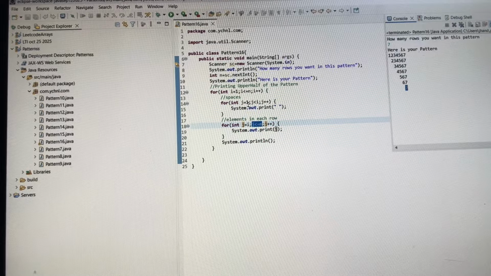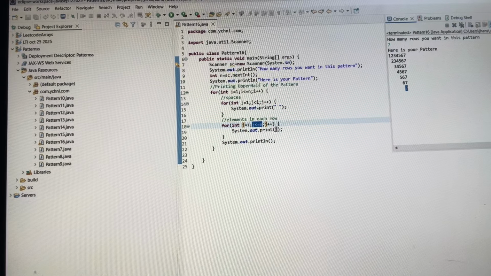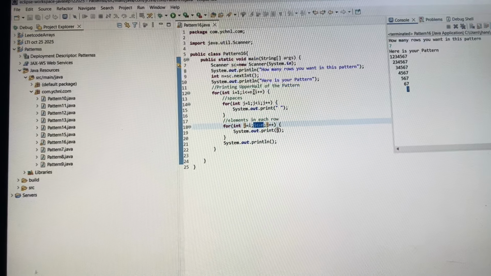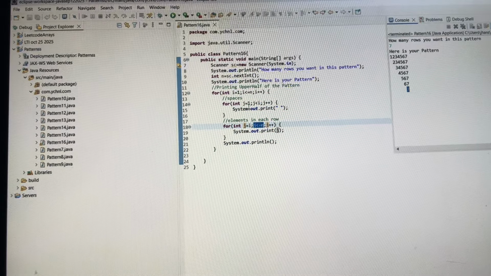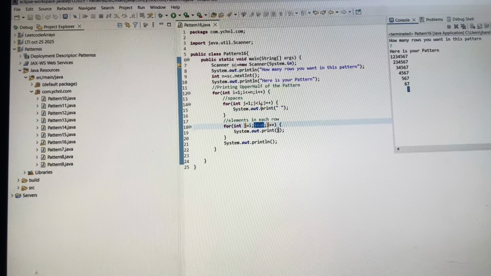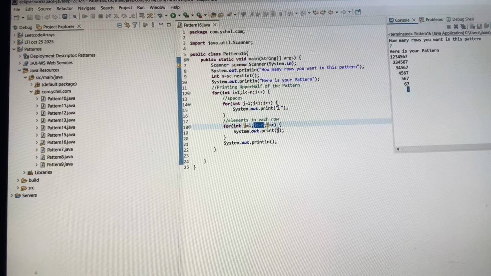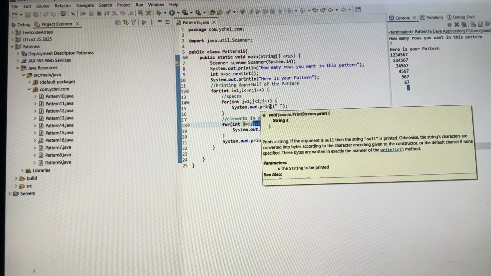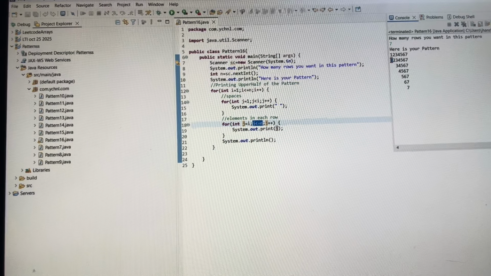For the second row, for j is equal to 1, j less than 2 it will become, right? For i equal to 2, for the second row, i value is 2, so 1 less than 2, this condition is true. That's why it will print one space for the second row, for i equal to 2.